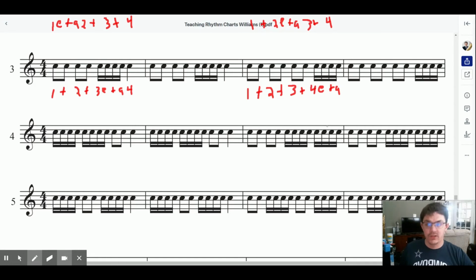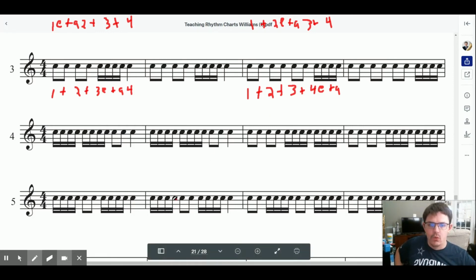Do all of line 3 together now. 1, 2, ready and go. 1 and 2 and 3 E and a 4. 1 and 2 and 3 and 4 E and a. Very good. Look at line 4.